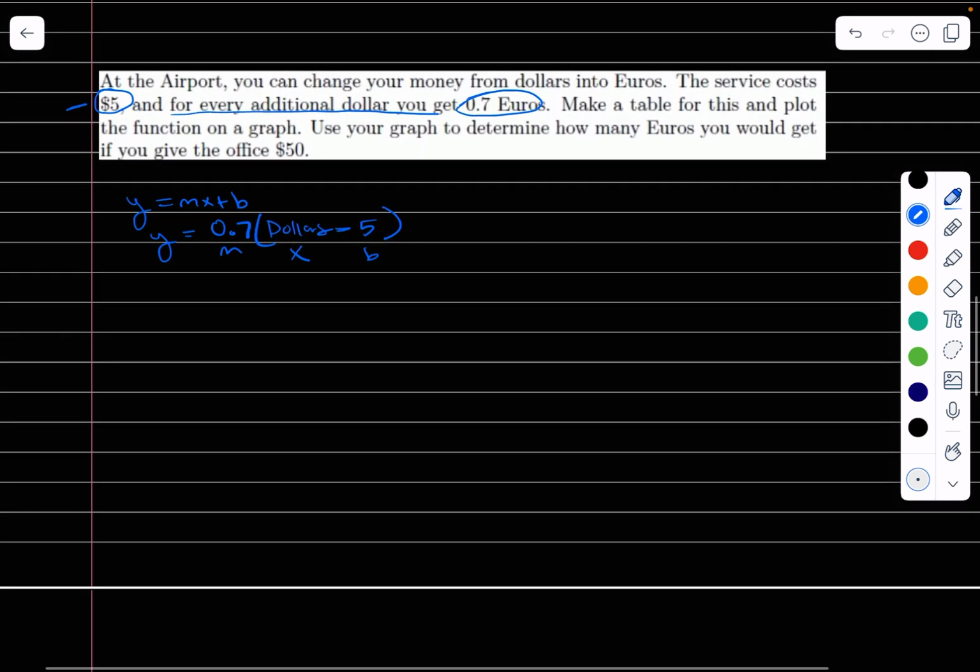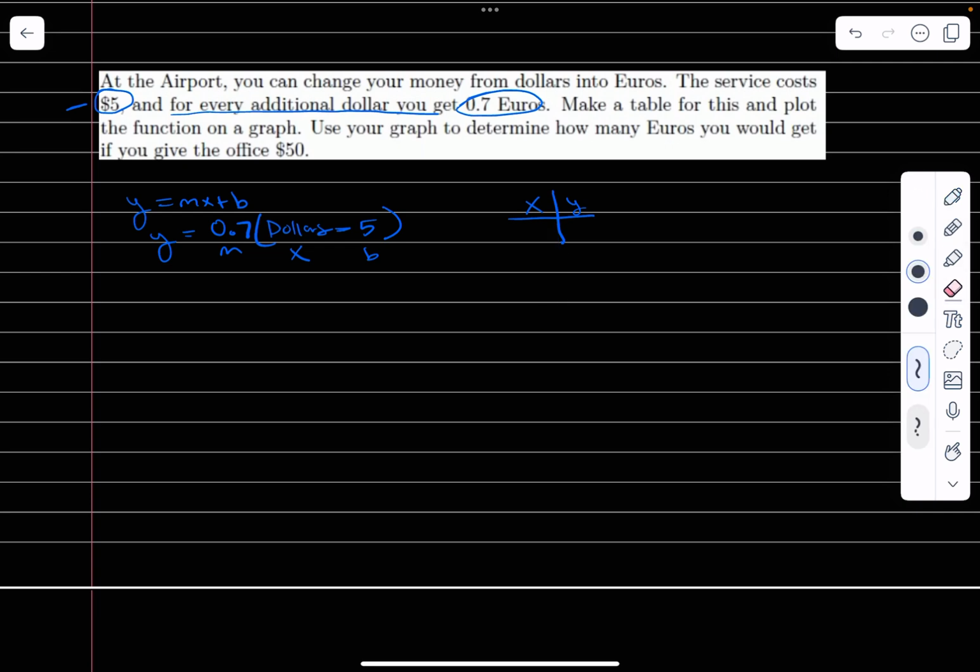So now we're going to make a table out of this, like we did in the last example. Let me make that a better line. So let's start with $5 because it'll just cancel out. So let's start with x equals 5. 5 minus 5 is 0. 0 times 0.7 is 0. Pretty simple. We'll go by 5s.